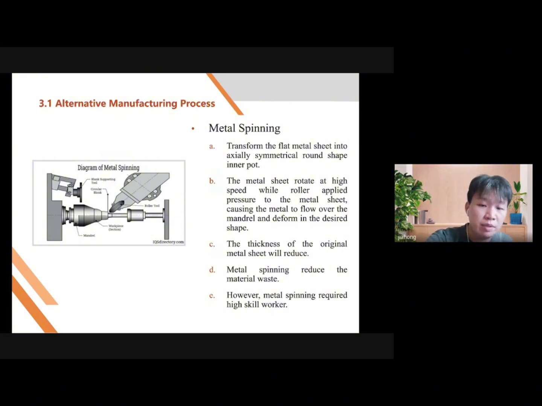Metal spinning offers several industrial advantages. It can improve the mechanical properties, such as tensile strength, toughness, and hardness of the component. Another important advantage of why metal spinning will be chosen is that we can reduce the material waste if we use the metal spinning manufacturing process.